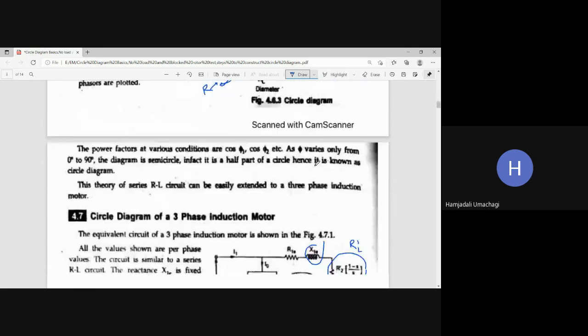XL by Z is nothing but the ratio of reactance to impedance. Reactance is X1E, and impedance is the square root of (R1E plus RL dash) whole square plus X1E square. So this is nothing but the impedance, and X by Z is nothing but sine phi. Using the impedance triangle, we are going to replace this whole thing by the term sine phi.